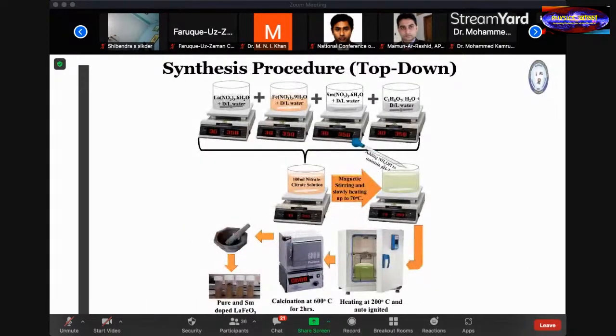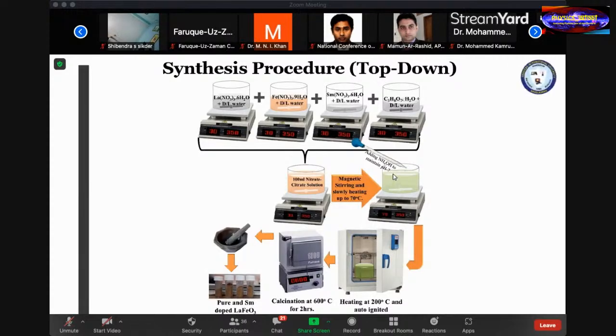So this is the synthesis procedure, the top-down synthesis procedure. At first, we took lanthanum nitrate, iron nitrate, samarium nitrate, and citric acid as the raw materials, and mixed the raw materials within 100 ml citrate solution. We continued stirring for 30 minutes and heated up to 70 degrees Celsius.